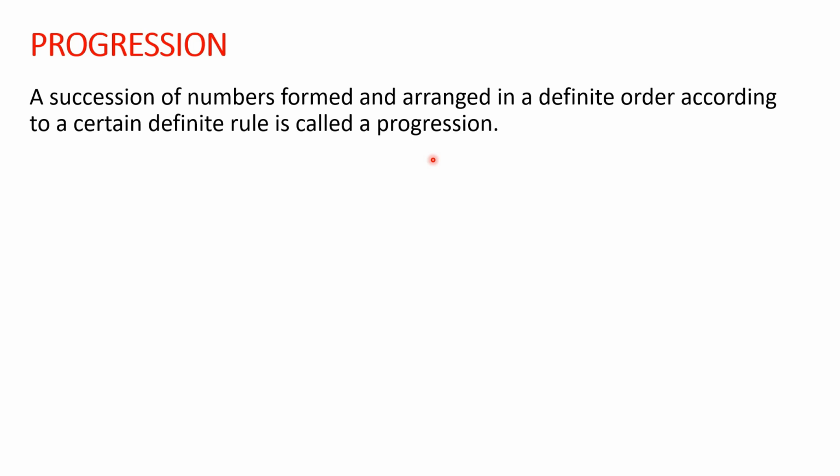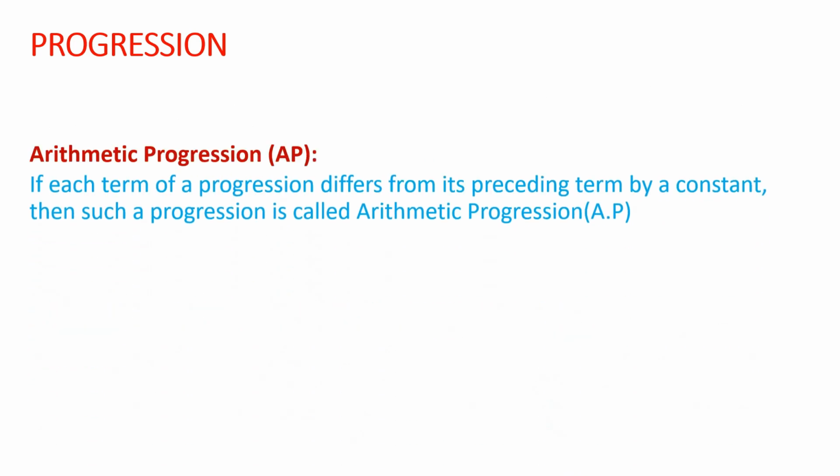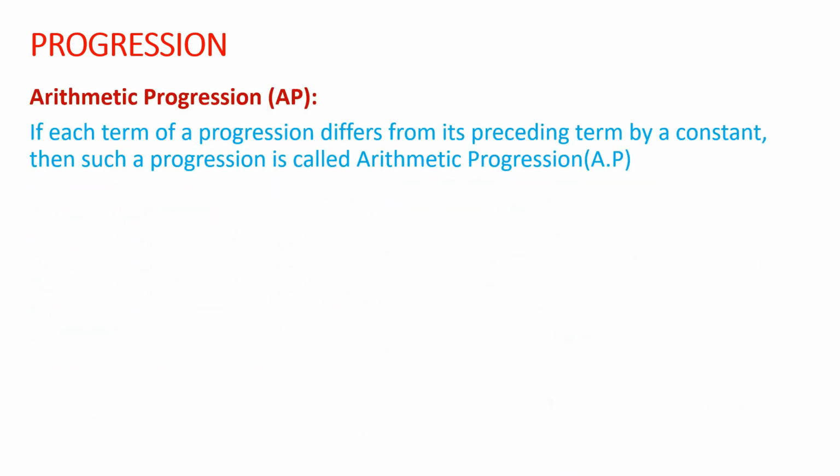We have two types of progression. One is arithmetic progression, which is also called AP, and the other is geometric progression, which is also called GP. We will see about that. First, we will see about arithmetic progression.